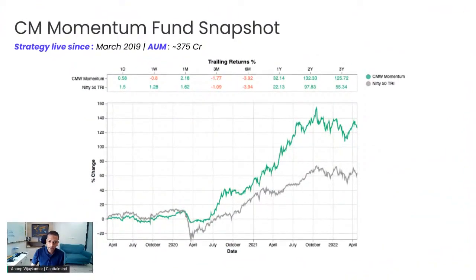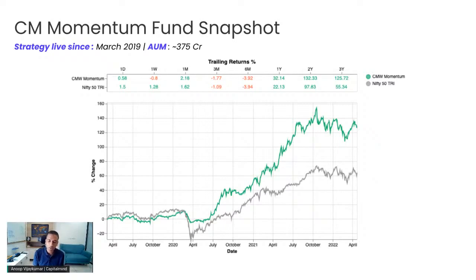Simplistic as it is, this has worked for us. We've been running a momentum portfolio for the last 3 years. We started in March 2019. It has now just finished 3 years, managing AUM of roughly 375 crores. It's actually a little more. And over that period, it has handsomely outpaced the Nifty.